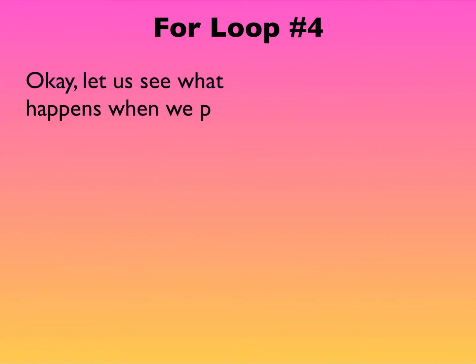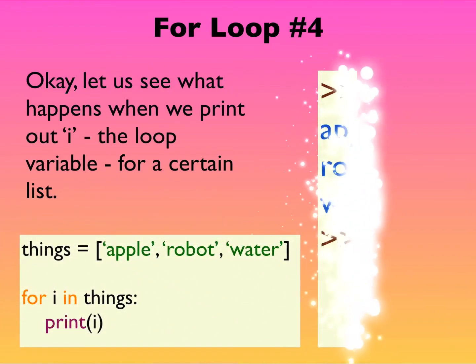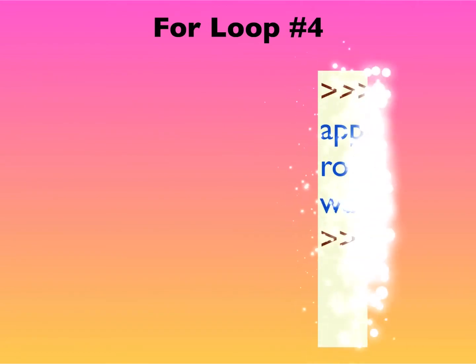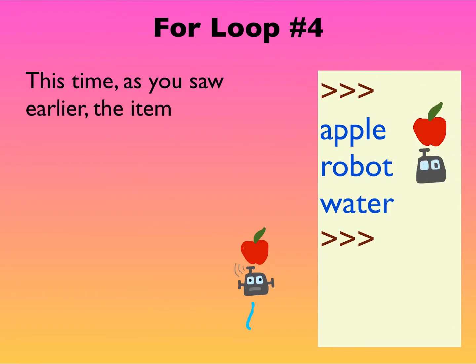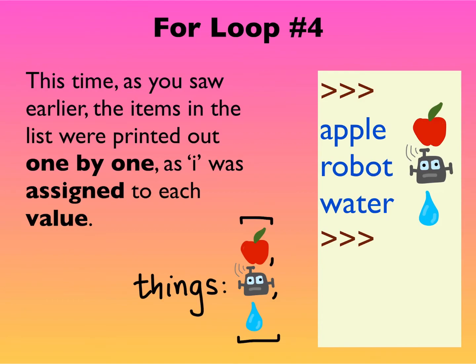Okay, let us see what happens when we print out I, the loop variable, for a certain list. This time, as you saw earlier, the items in the list were printed out one by one as I was assigned to each value.